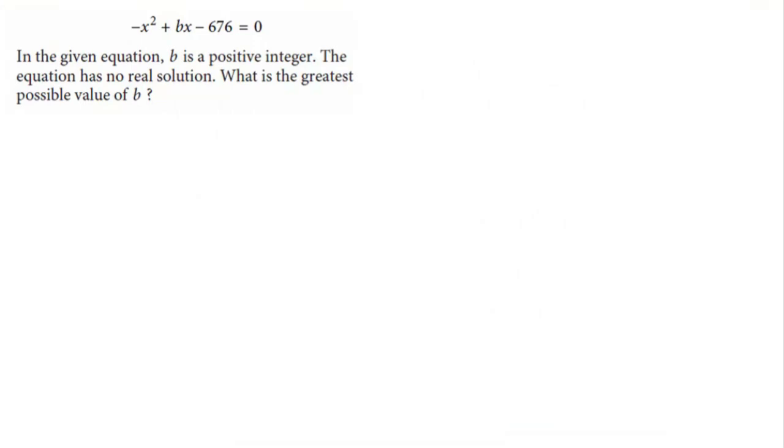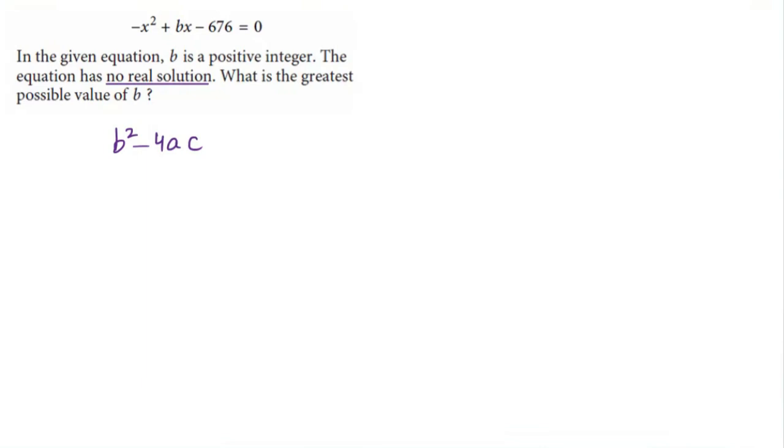Let's take a look at another problem. So we can see a quadratic equation. In the given equation, b is a positive integer. The equation has no real solution. What is the greatest possible value of b? To answer questions like these, you need to understand the concept of discriminant, b squared minus 4ac. If you are new to this, I'll share a link in the description. There's a whole video where I have explained everything you need to know about discriminants.